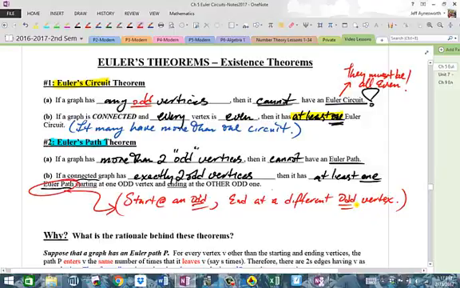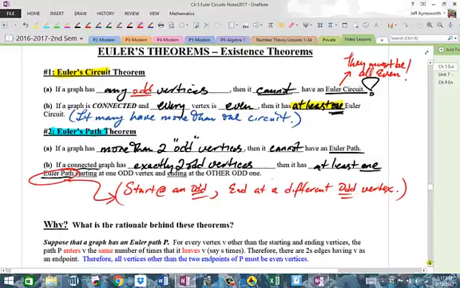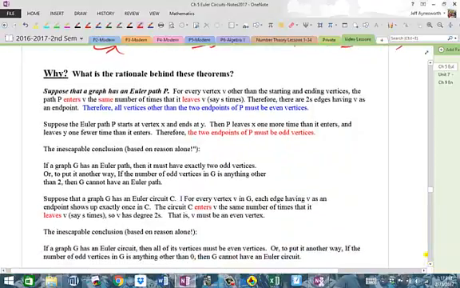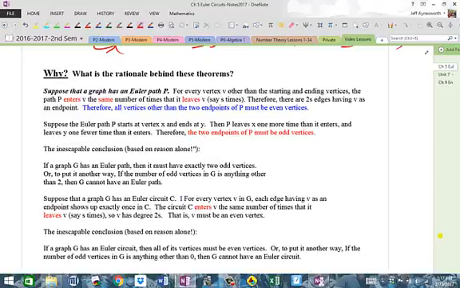So you've got to remember the basic ideas that Euler figured out back in the 1700s. If you want to research exactly why and get into the proof of why, you can read through this and also research on your own. You can take a look at the rationale behind these theorems. The rationale is the why.